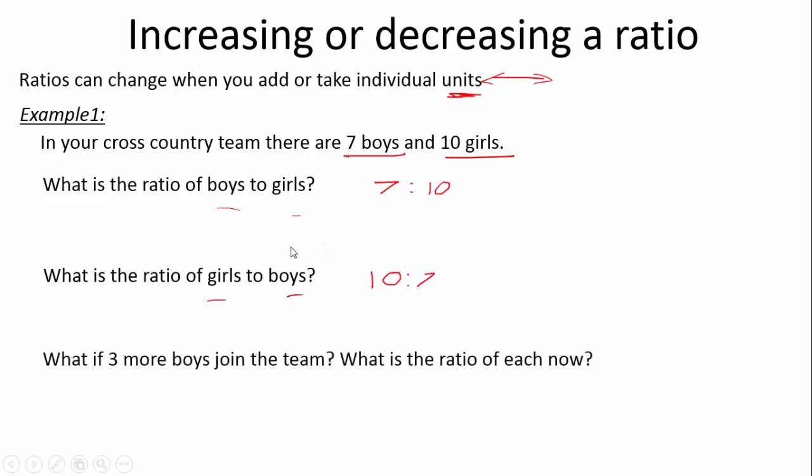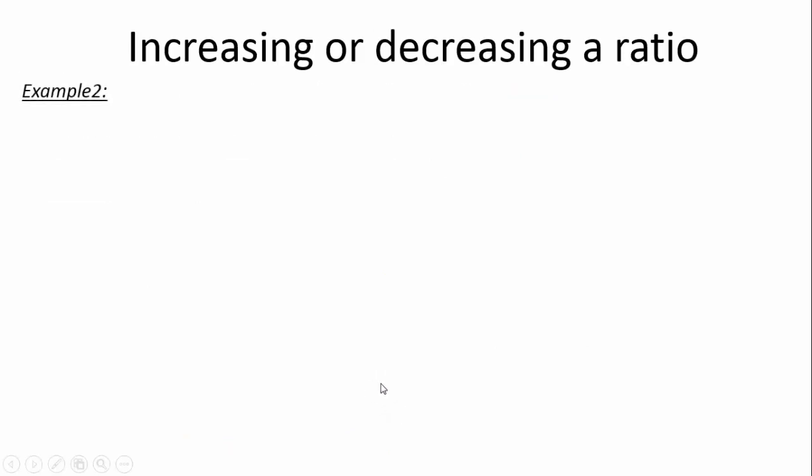Now, if 3 more boys join the team, what is the ratio now? We add 3 boys, so there's going to be 10 boys, and 10 girls. So the ratio of boys to girls is 10 to 10. That's quite easy. We can simplify that by dividing 10 on each side and we get 1 to 1. And it will be the same either way around, so 1 boy to 1 girl or 1 girl to 1 boy. Let's have a look at another example.